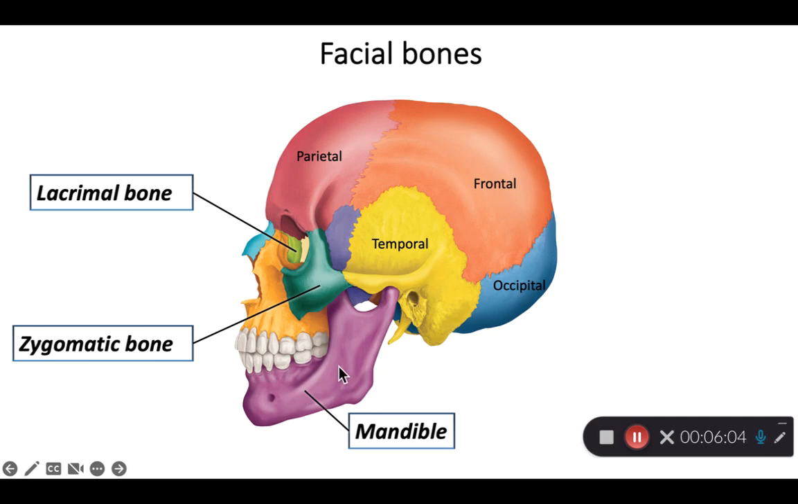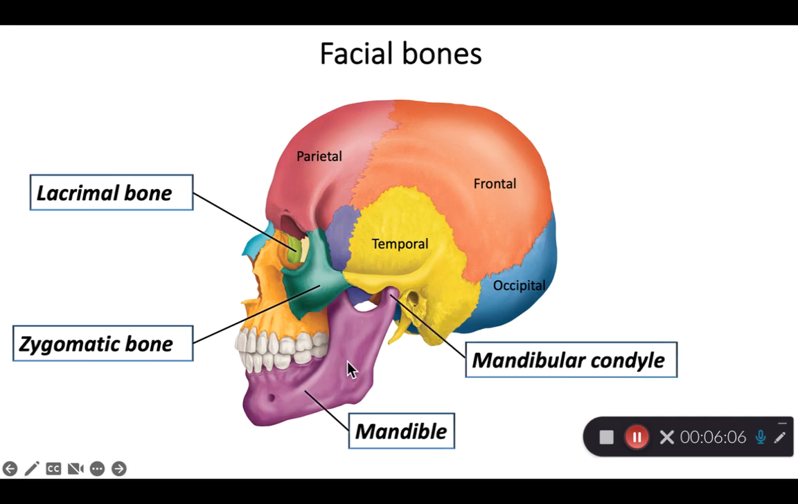It has three structures we're going to identify. The first one is known as the mandibular condyle. I'll remind you, a condyle is a fairly large rounded surface that forms a joint. So that mandibular condyle forms a joint with the mandibular fossa of the temporal bone to form that TMJ, temporal mandibular joint.